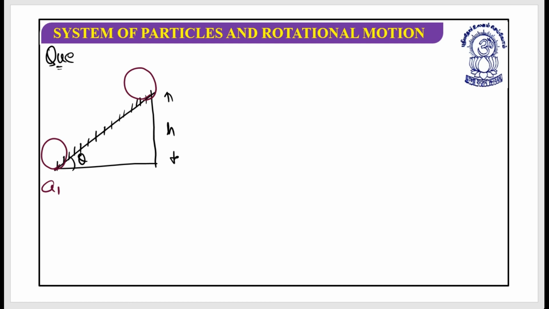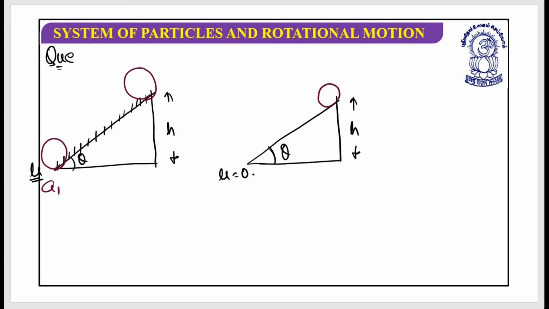Now we have another wedge having the same dimensions, that means height h and angle theta, but having no friction, that is mu equals 0. The same object is taken and reaches this position. At this time its acceleration would be a2. I hope this is clear.